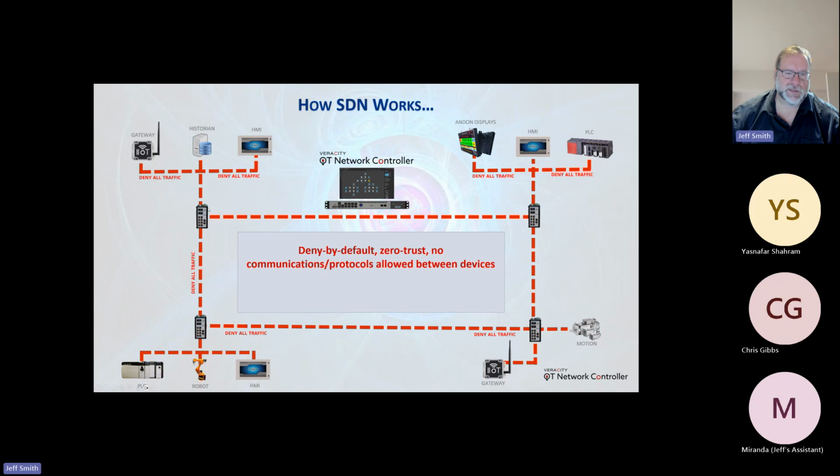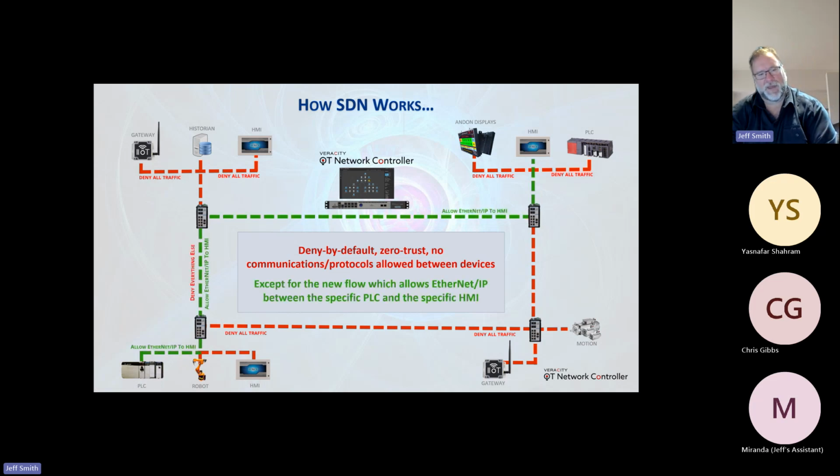So the way this concept of flows works is, the network is denied by default, so nothing gets on the wire that isn't explicitly approved, or there isn't a flow created for. So let's say, for example, I create a policy or a rule that says, I want EtherNet/IP to go from that PLC to that HMI. When that happens, the controller will automatically lay in the rule or the flows in the necessary switches to get the data from point A to point B. It will always pick the fastest path. So it uses an algorithm called Dijkstra.